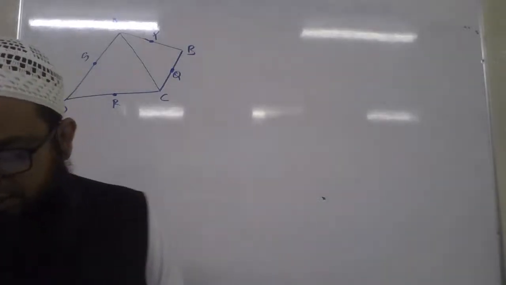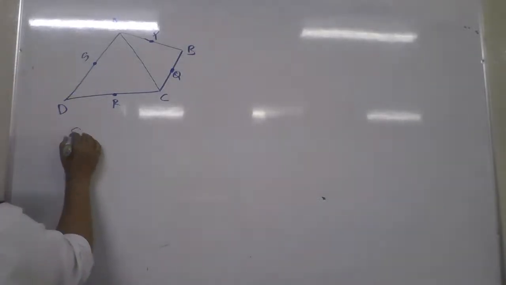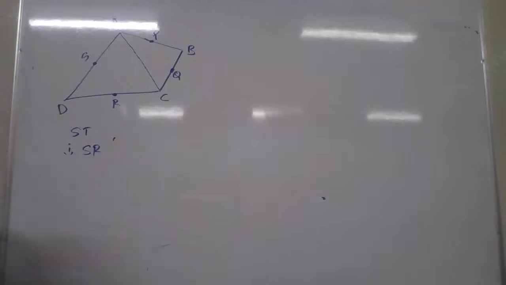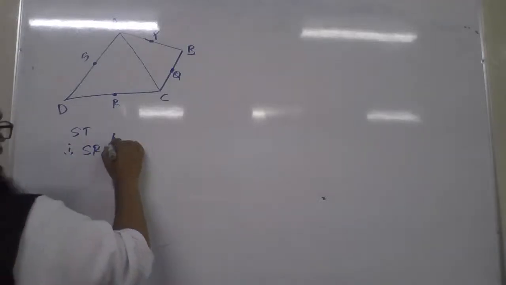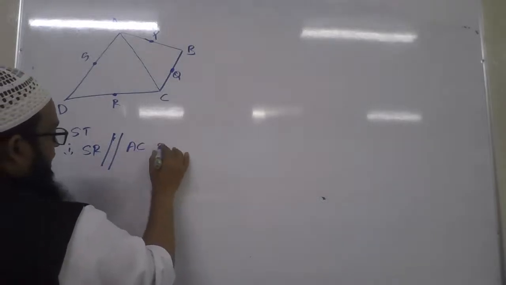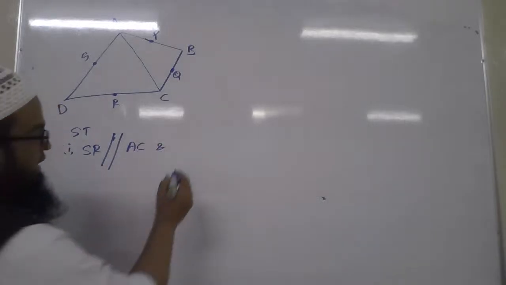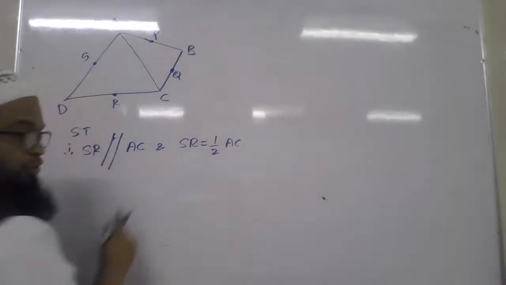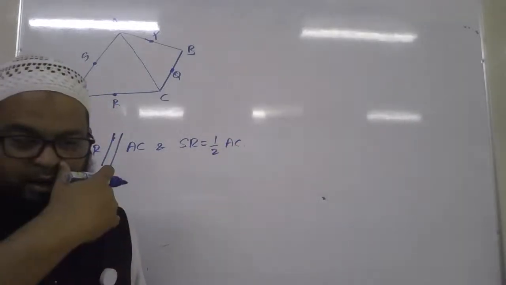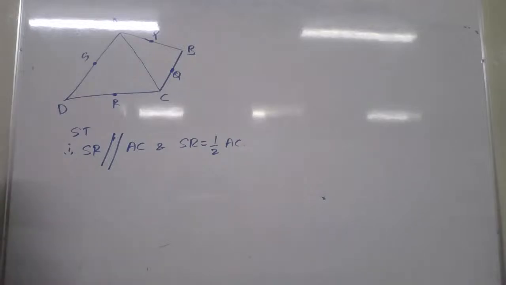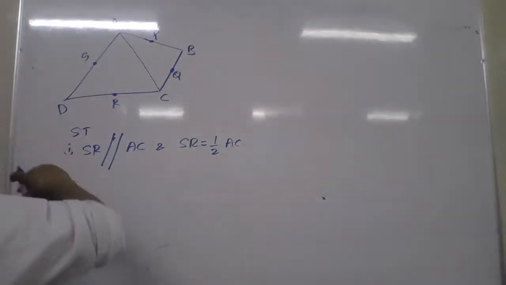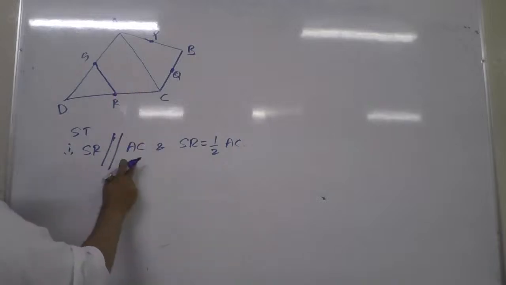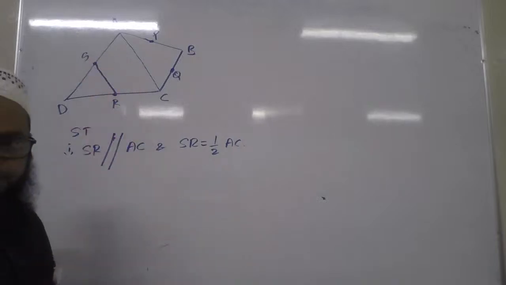Now show that the first one, SR is parallel to AC and SR is equal to half of AC. You have to show that. Okay. Now everybody see. SR. Where is SR? SR is parallel to AC. This is what we have to prove.